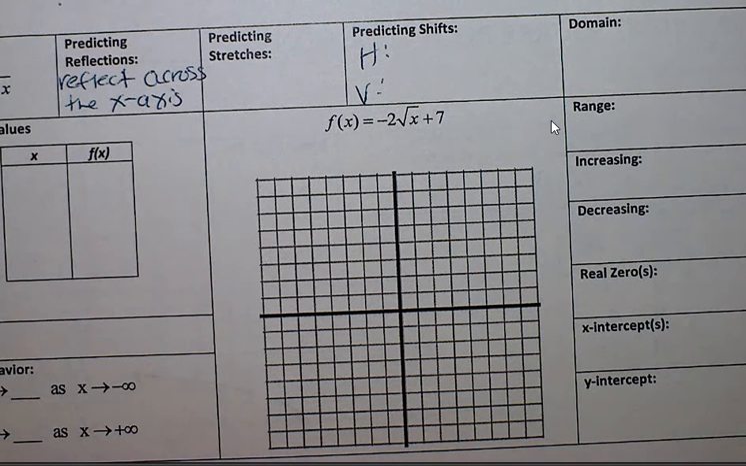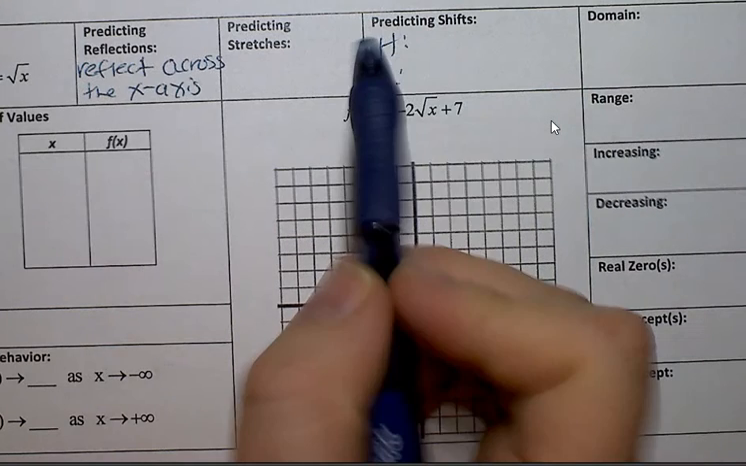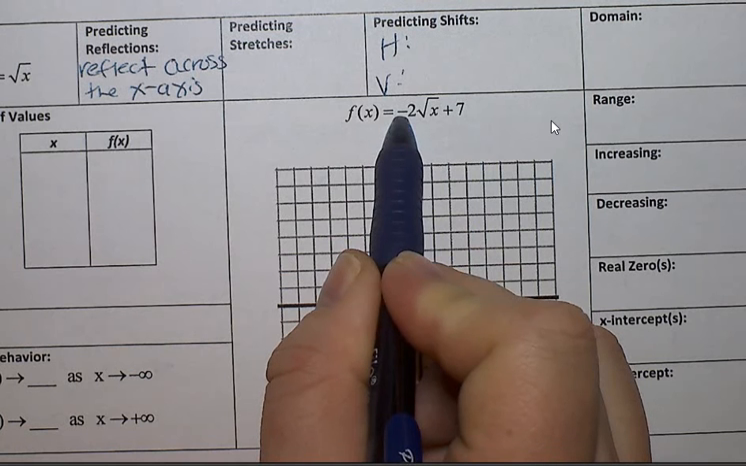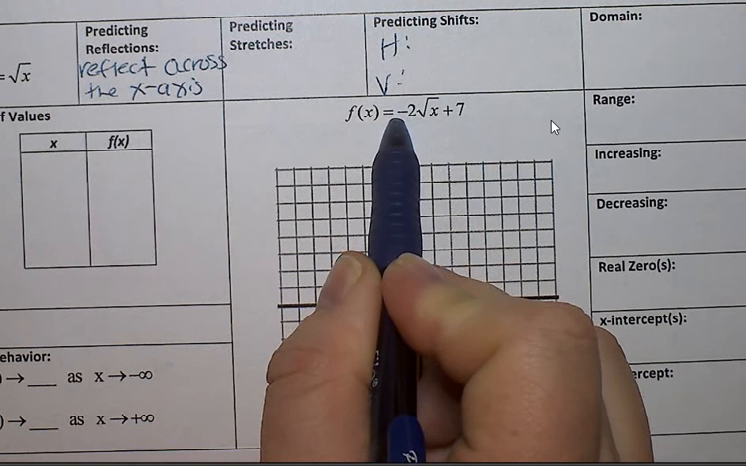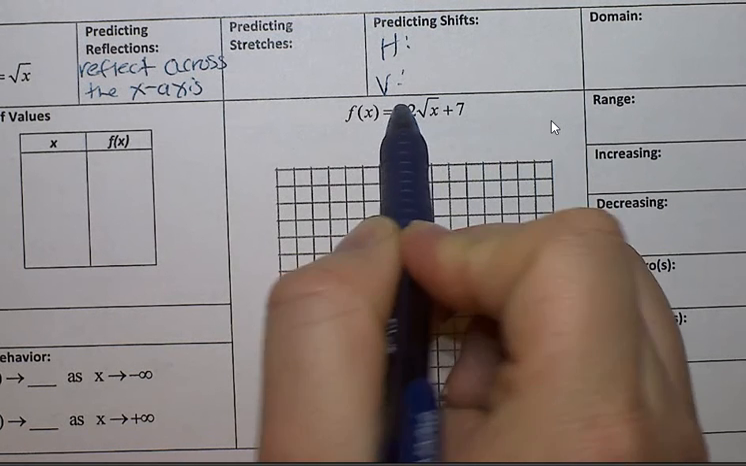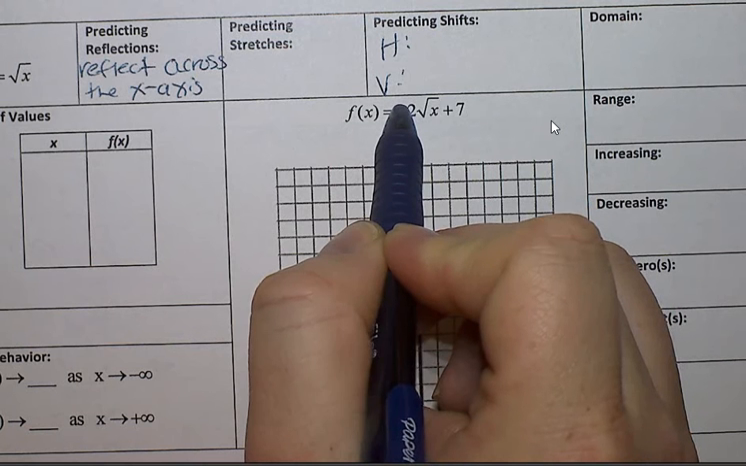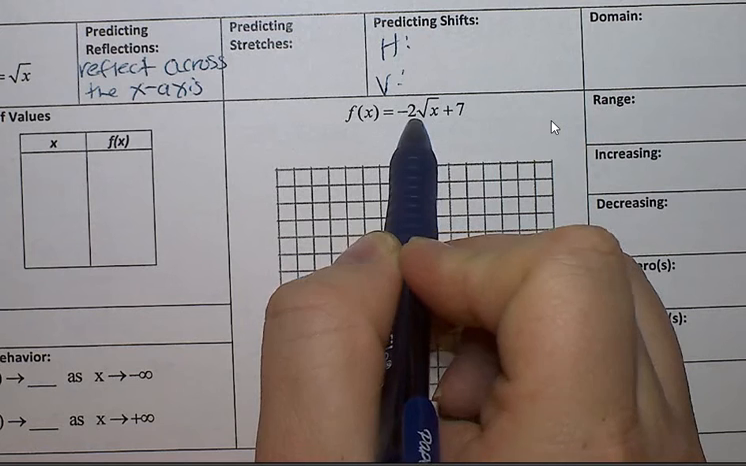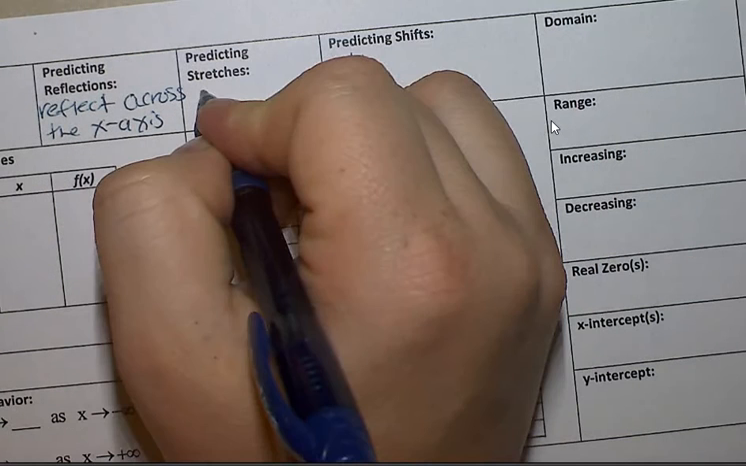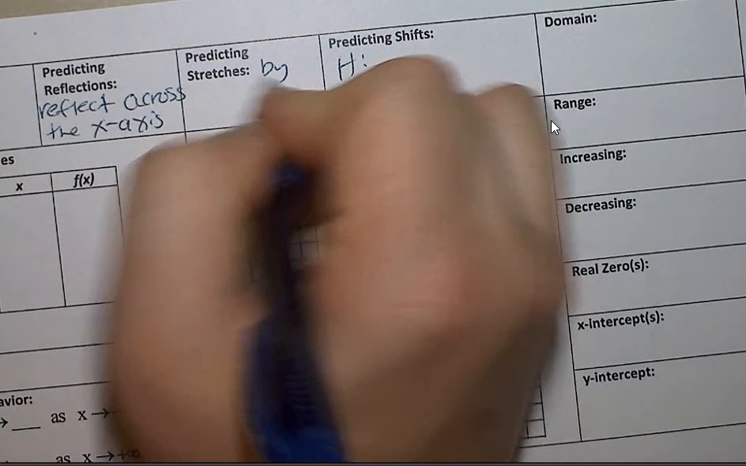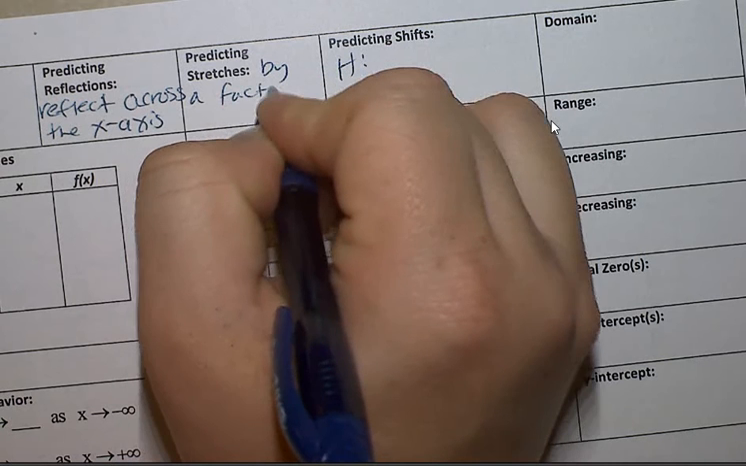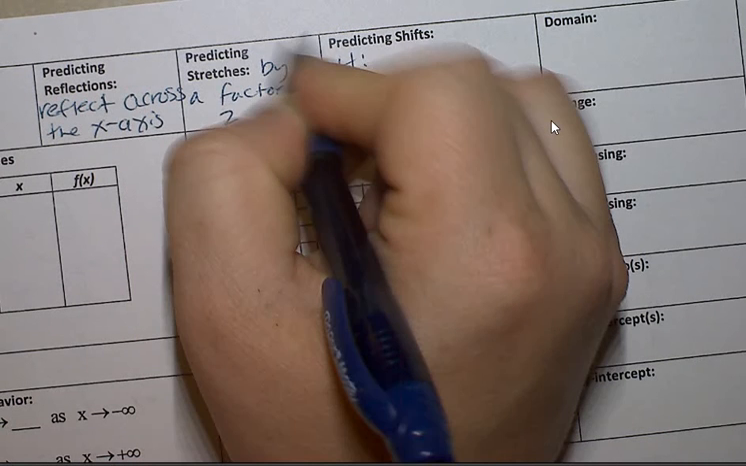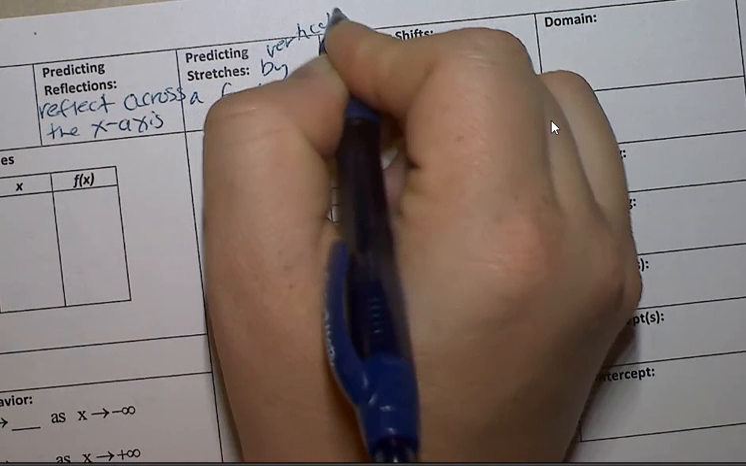Now here's the mistake. Really common. We've already used this negative sign. What does that negative sign describe? So we're done with that negative sign. That only describes a reflection. So when you think about a stretch, instead of saying negative 2, it's only going to be, so vertically stretch by a factor of 2. Vertically stretch by a factor of 2.